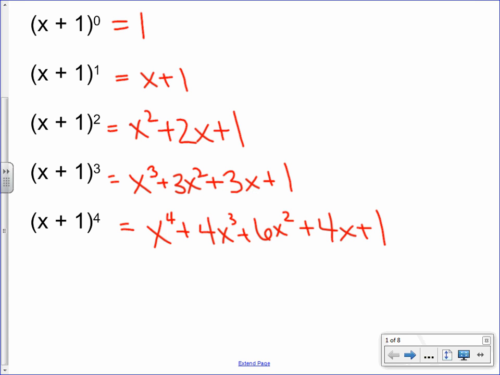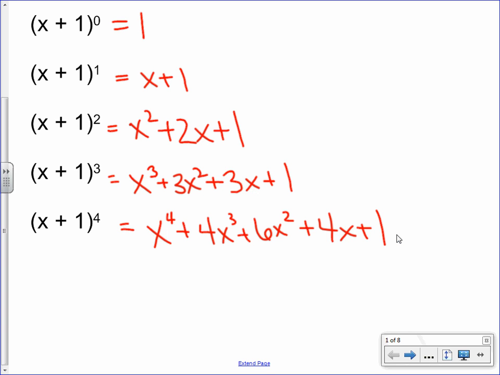Observations. Okay, so the x is always to the first, the highest degree always matches with the exponent, right? The number of terms is one more than the exponent. The first term always has a 1. Okay, the leading coefficient's always 1. What's true about the constant? 1. Okay, let's look at all these coefficients.